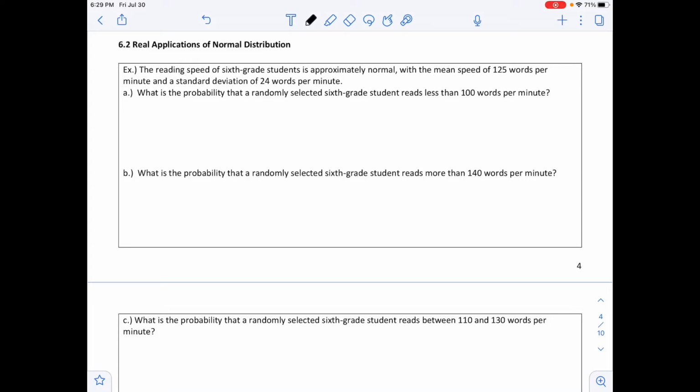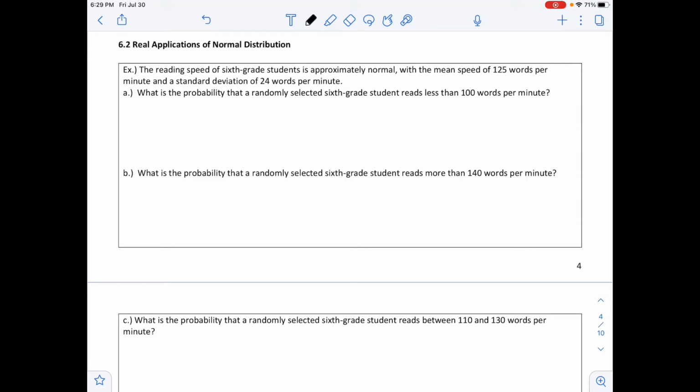Section 6.2 is real applications of the normal distribution. So in section 6.1, we learned how to use the calculator and how to understand what these answers are and how to get them. And now in 6.2, we're actually going to have applications of it, the usefulness part of this.